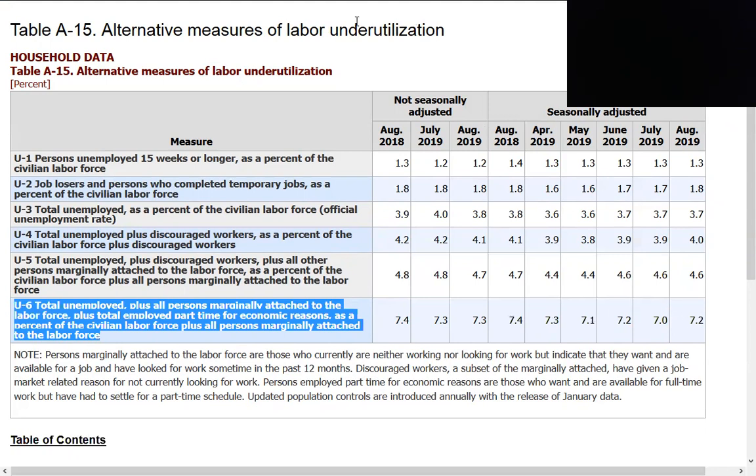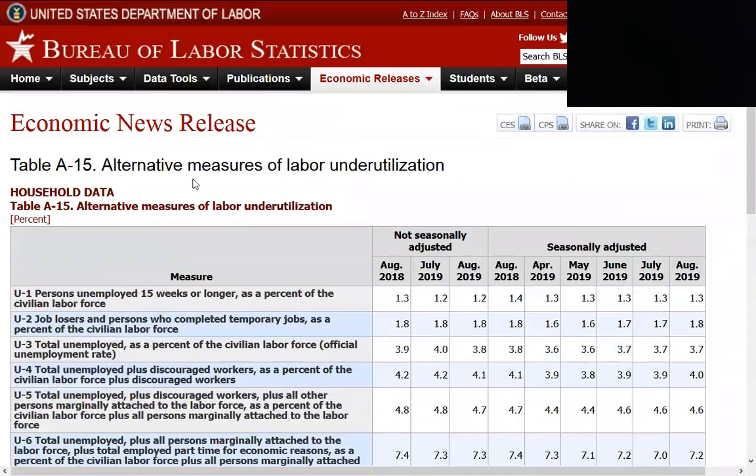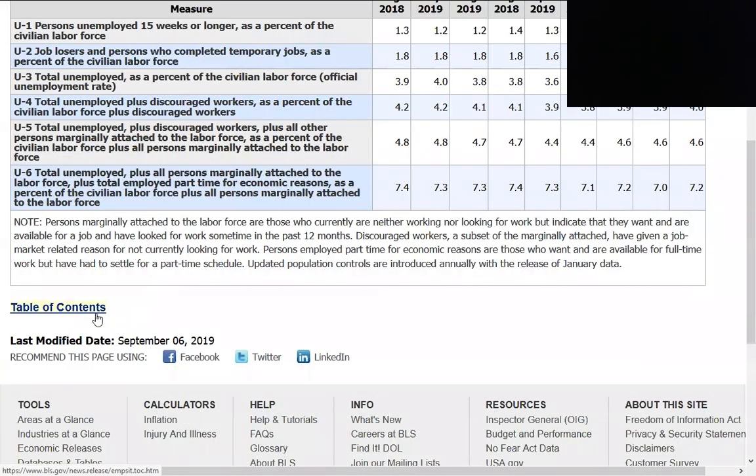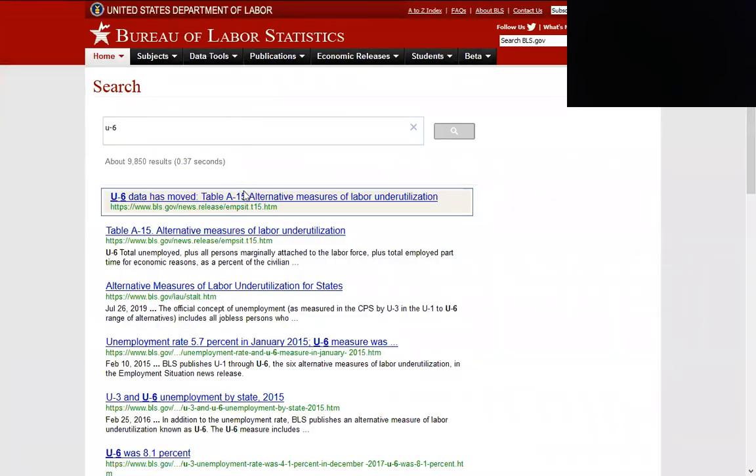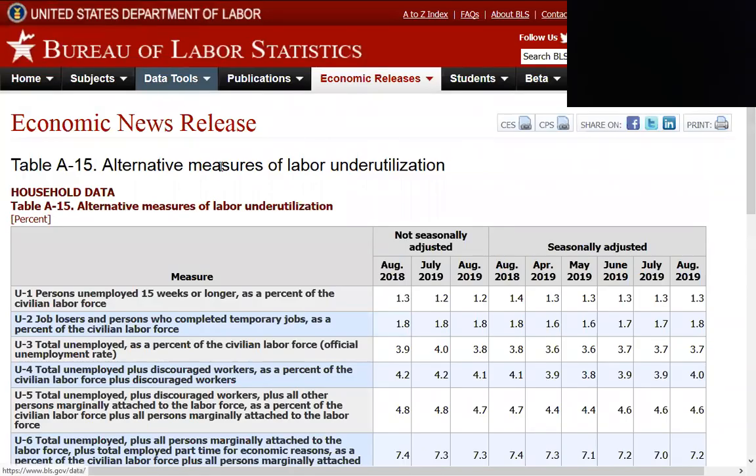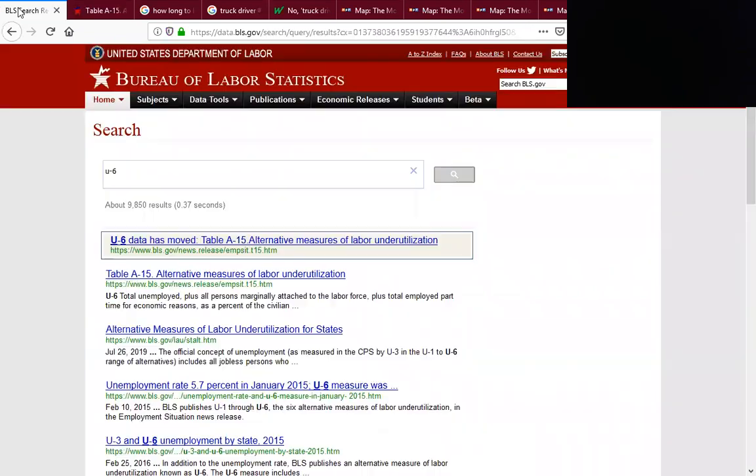Now, what's been going on with this over time? Well, I'm glad that you asked, right? So how do we take a look at this over time? So I specifically want to just look at U6. Let's see if that does me. U6 table has moved. That's what we just looked at.